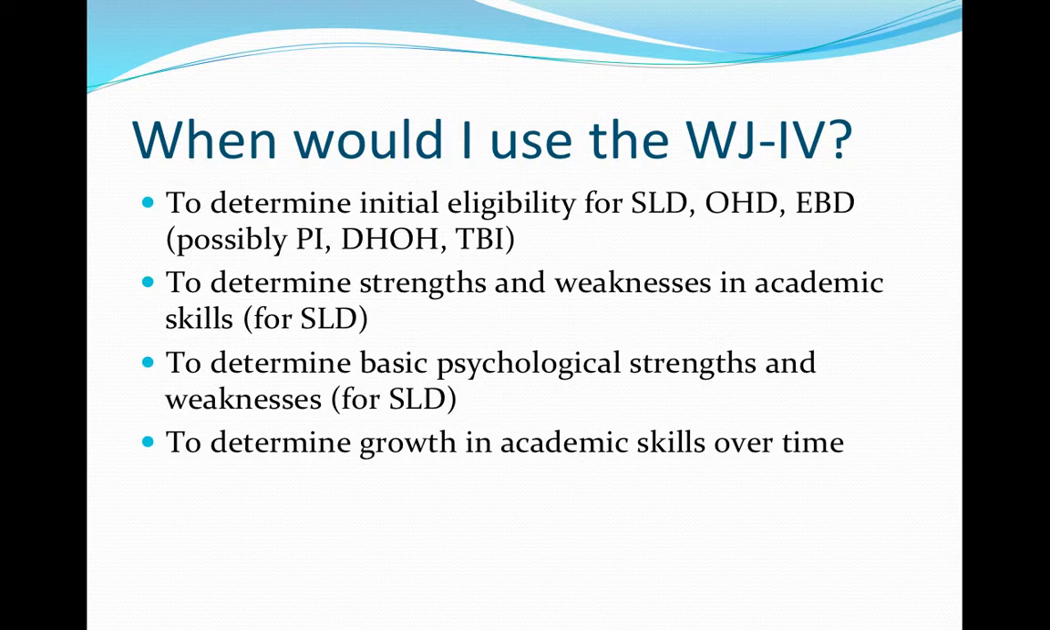Let's begin with your decision to add the Woodcock-Johnson test to your assessment plan. It's a good choice for initial evaluations where an individually administered academic assessment is required. This includes evaluations for specific learning disabilities, other health disabilities, and emotional or behavioral disorders. The Woodcock-Johnson Achievement Tests can also provide helpful information in identifying academic strengths and weaknesses and in adding information to your assessment of students' basic psychological processing skills, both necessary components of an evaluation for SLD.